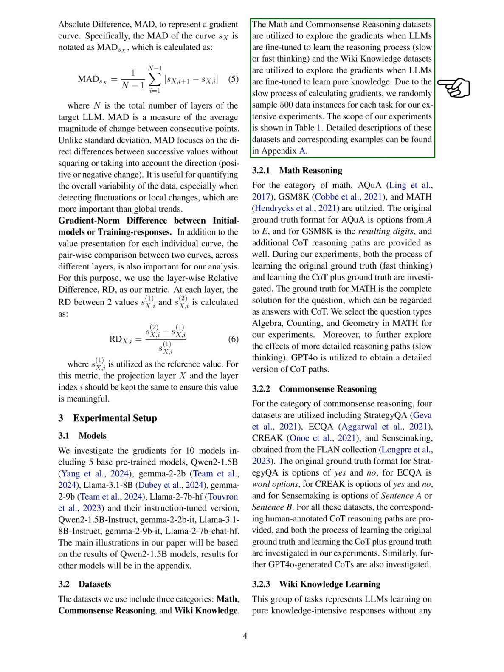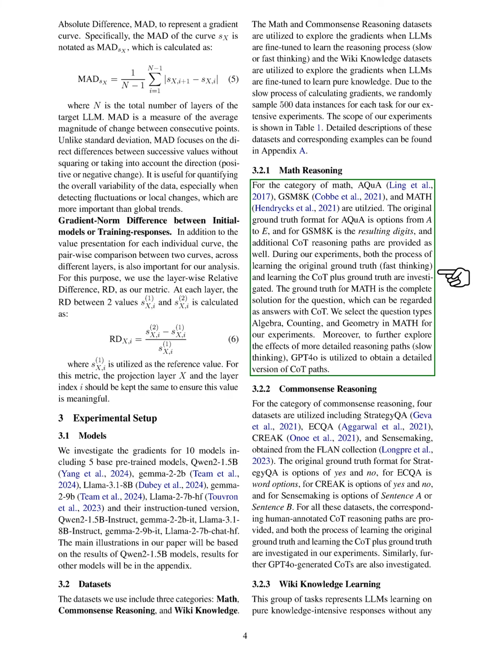Due to the time-consuming nature of gradient calculations, we randomly sample 500 data instances for each task for our experiments, as detailed in the accompanying table. More information about these datasets and examples can be found in the appendix. For math reasoning, we utilize datasets like Aqua, GSM-8K, and Math. Aqua presents options from A to E, GSM-8K provides resulting digits, and Math requires complete solutions, which can be seen as answers with reasoning paths.